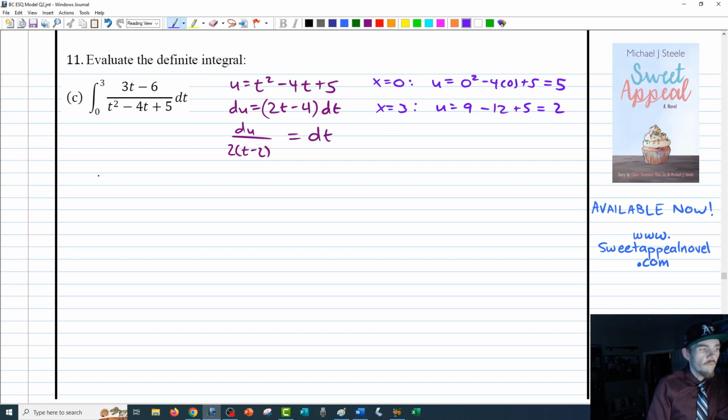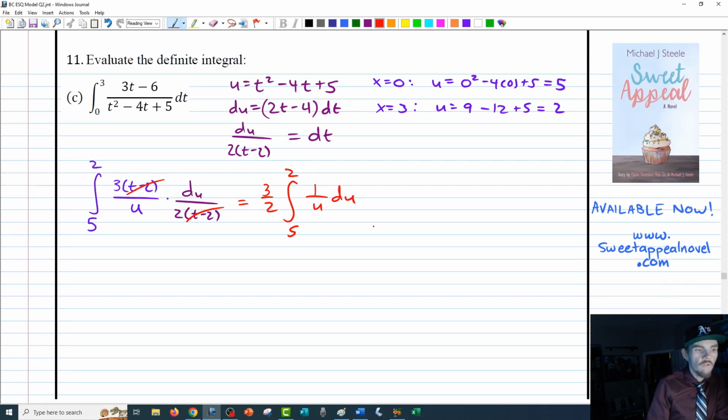So based on all of this, we've got some swapping to do. Our integral is going to transform into the integral from 5 to 2 of 3 times t minus 2 all over u times our dt, which is right here. dt becomes du over 2 times t minus 2. And now you too can see what I was going for. The t minus 2's divide out, and we have a scalar of 3 halves to bring out in front. This will be 3 halves times the integral from 5 to 2 of 1 over u du.